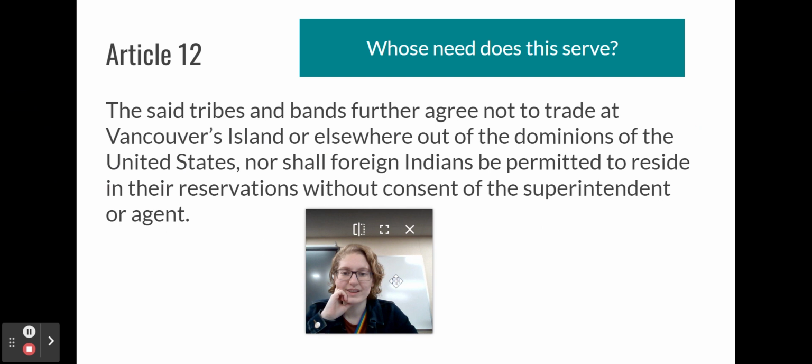Okay, Article 12. The said tribes and bands further agree not to trade at Vancouver's Island or elsewhere out of the dominions of the United States, outside of the borders of the United States, nor shall foreign Indians be permitted to reside in their reservations without consent of the superintendent or agent. Also, this line is almost exactly the same in the Medicine Creek Treaty. But whose need does this serve, that the tribes are agreeing not to trade outside of the United States? Whose need does this serve?